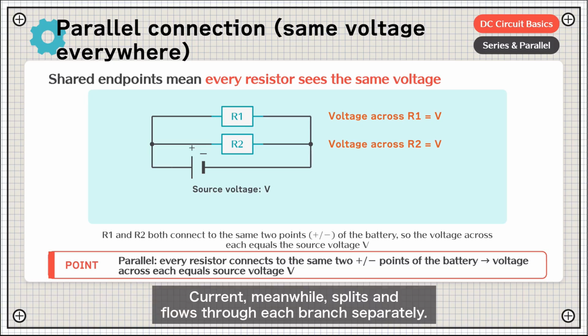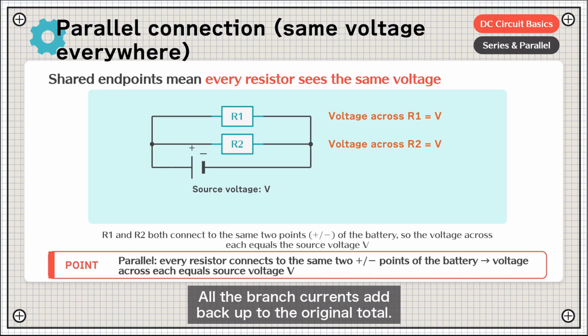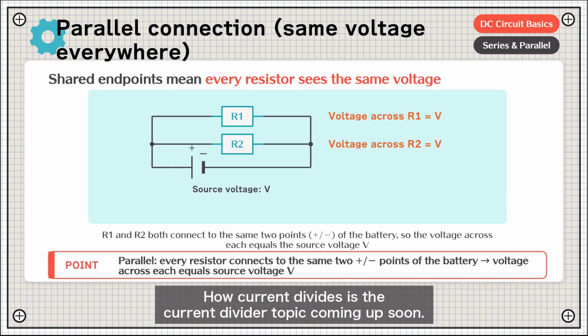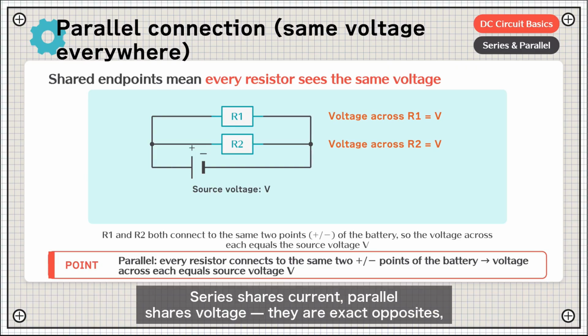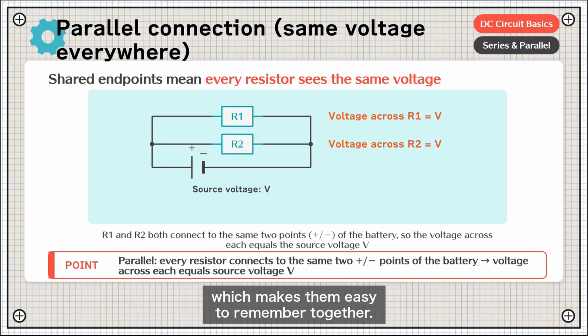Current, meanwhile, splits and flows through each branch separately. All the branch currents add back up to the original total. How current divides is the current divider topic coming up soon. For now, in parallel, current is shared and voltage is the same. Series shares voltage, parallel shares current. They are exact opposites, which makes them easy to remember together.